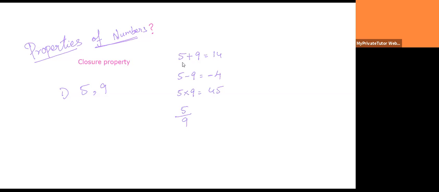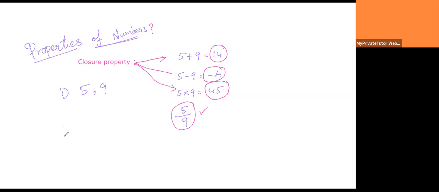So in these cases we got an integer or a rational number as the answer. 5 by 9 is a rational number, but it is not an integer. So I hope you understand, the closure property applies only to addition, subtraction and multiplication. It won't work for division. This is one case where sometimes we won't get the answer as an integer.